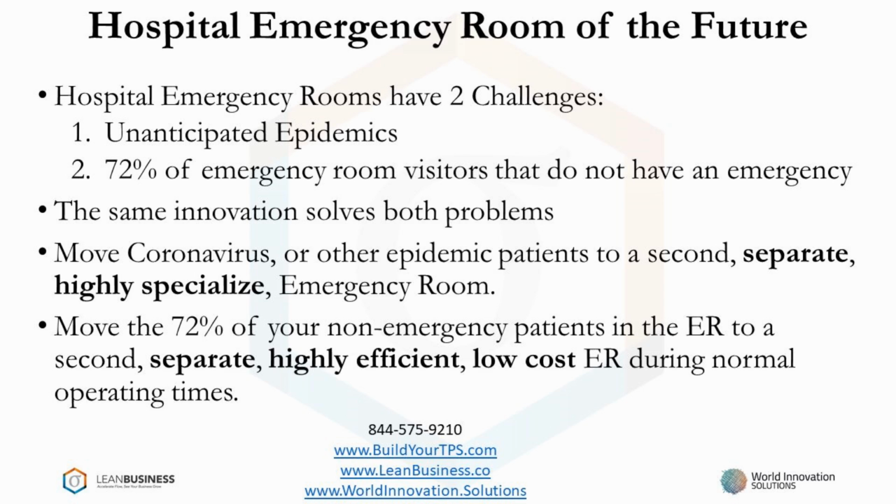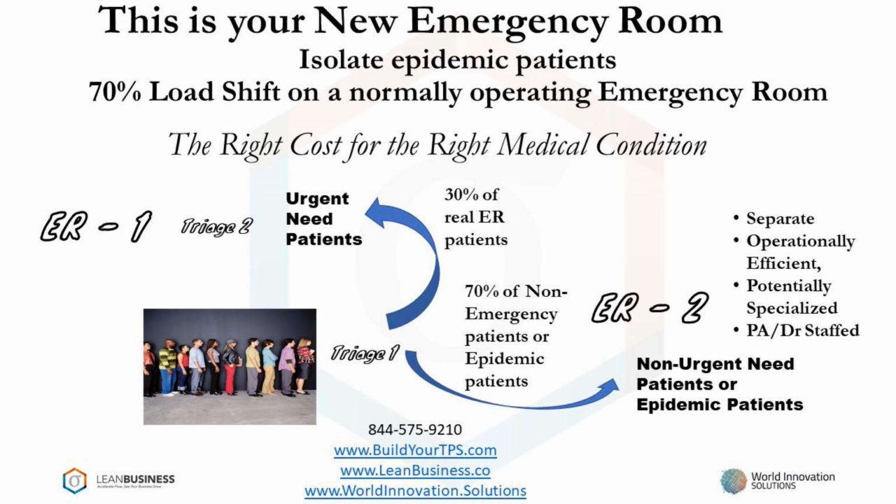Let's take a look at the high-level architecture. Let me walk you through this design. All patients enter the emergency room through the front door. Then they form a line and talk to admittance. This is the first stage of triage. The admittance person has a capability to determine if the patient is part of an epidemic population during epidemics or a non-emergency patient during normal times. They will take those two groups and point them to ER2.